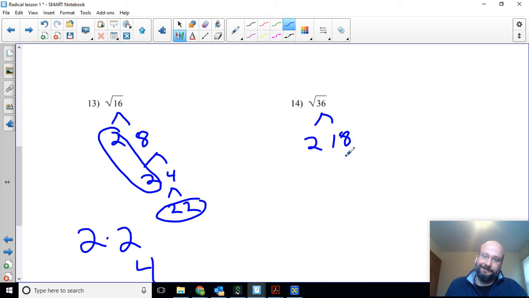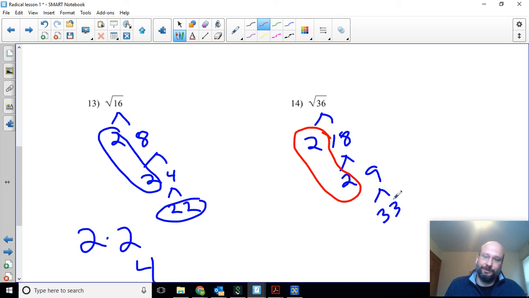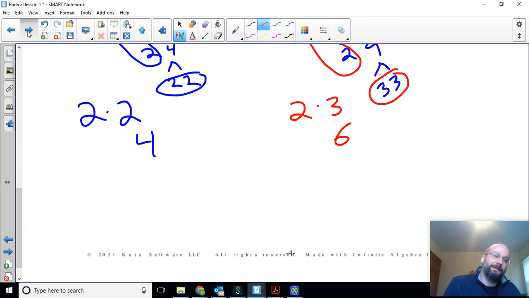36. 2 and 18, 2 and 9, 3 and 3. Circle my groups of 2. I have 2 2s and I have 2 3s with nothing else. So it's going to be a perfect square. I have a 2 on the outside and a 3 on the outside, right? I just bring one of them out. 2 times 3 is 6. 6 is my answer. All right, 2 more.